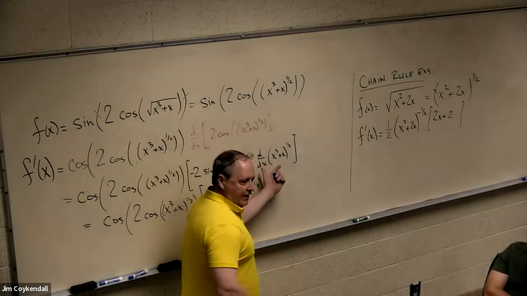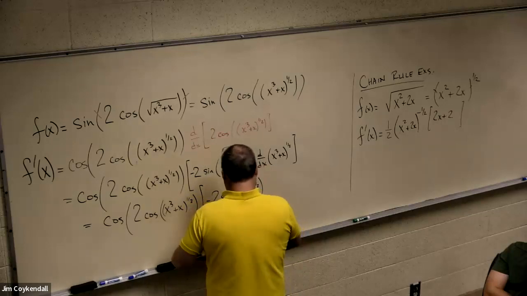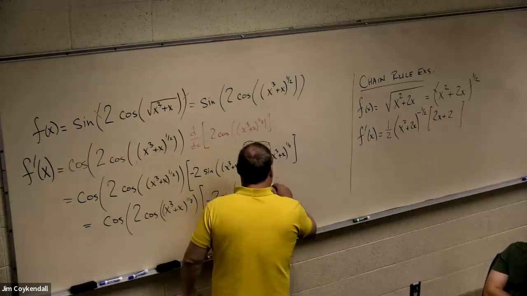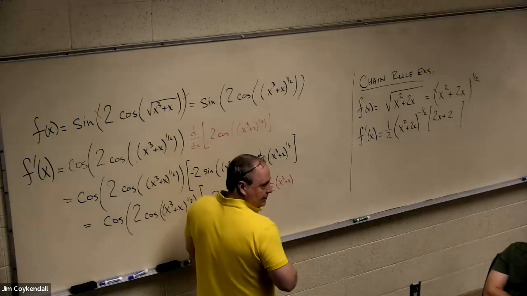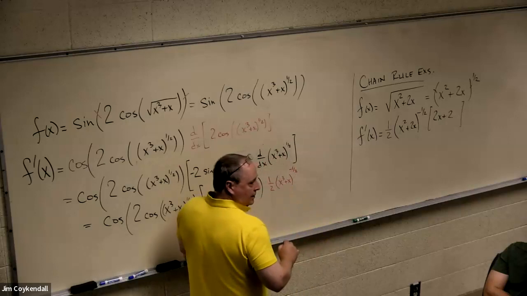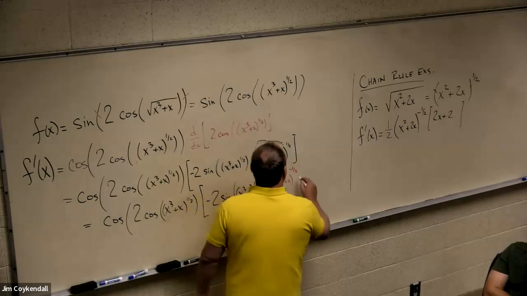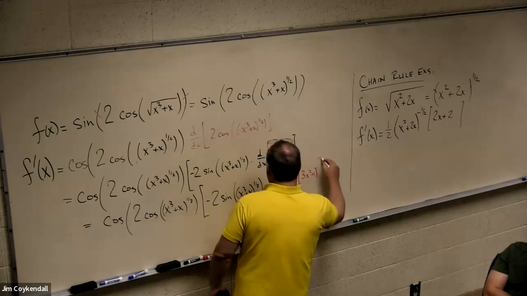Now, what's the derivative of this? It is 1/2 x cubed plus x to the negative 1/2 power. And there we go.